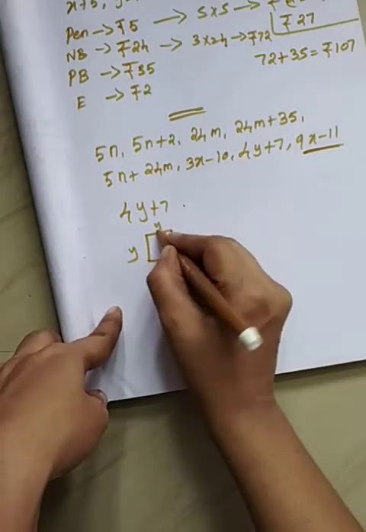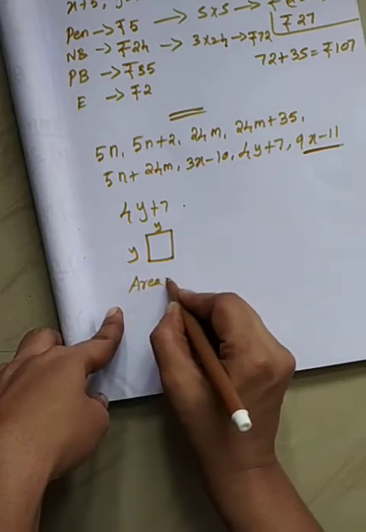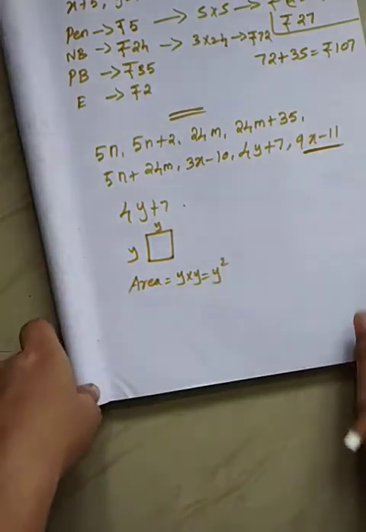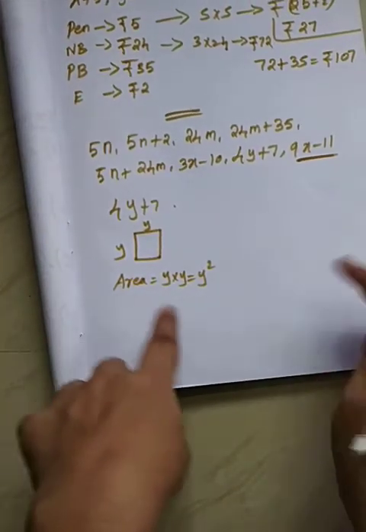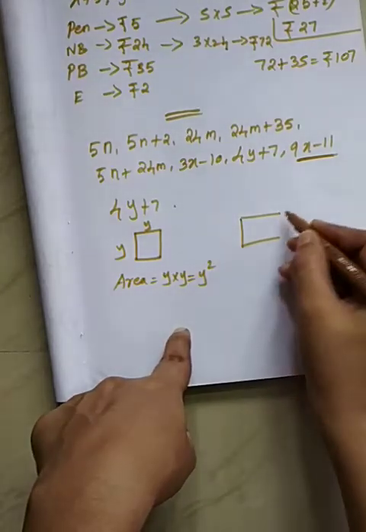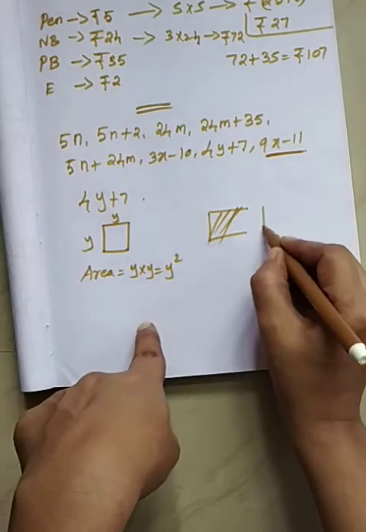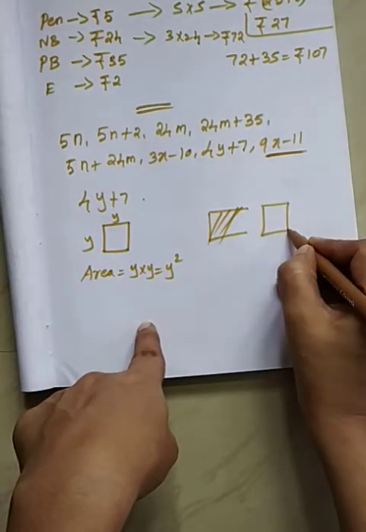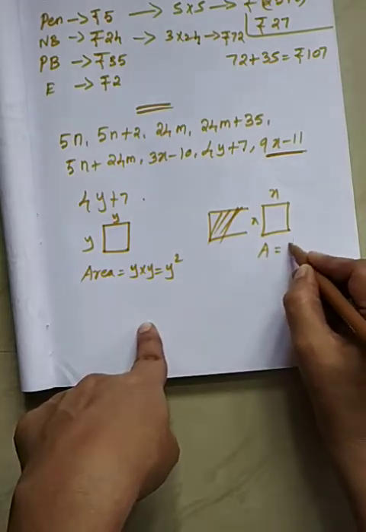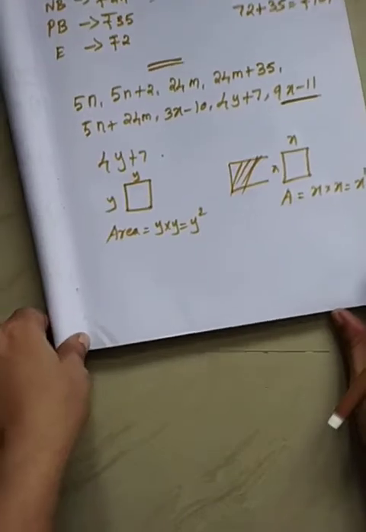This is y. What is the area of that one? Area equals y into y, which is y squared. Okay. See here, you can take a square. Here it is x. So here also area equals x into x, which is x squared.